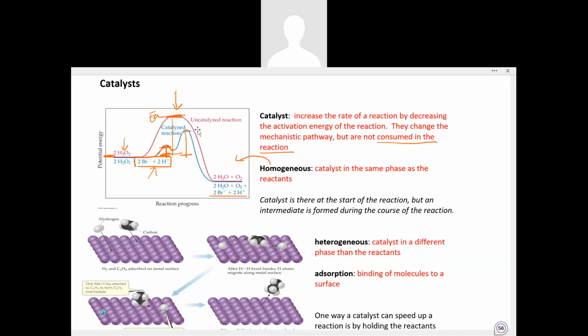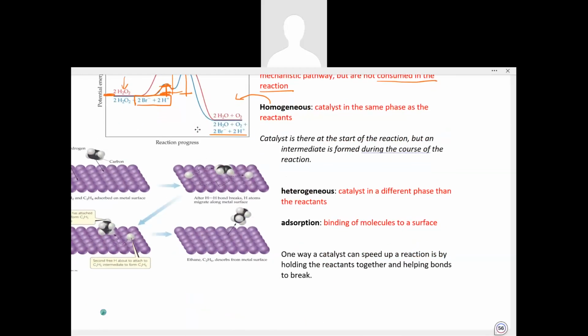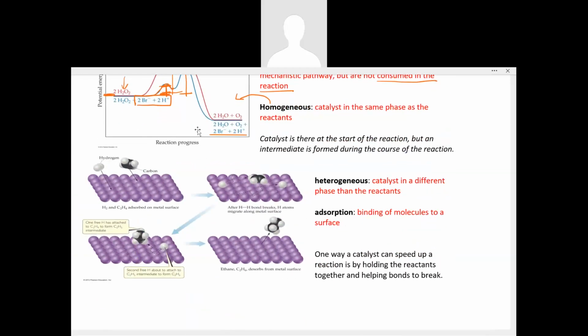So that's good to note that catalysts are not consumed like intermediates are, but they do also appear on both sides of the reaction, similar to that of intermediates. So it's there at the start of the reaction, but again, it remains. So note the difference between catalysts and intermediates.